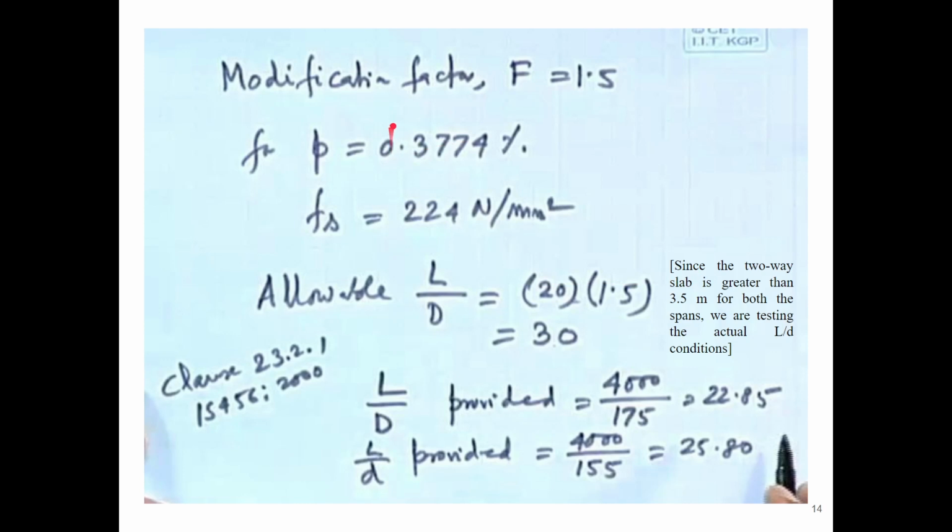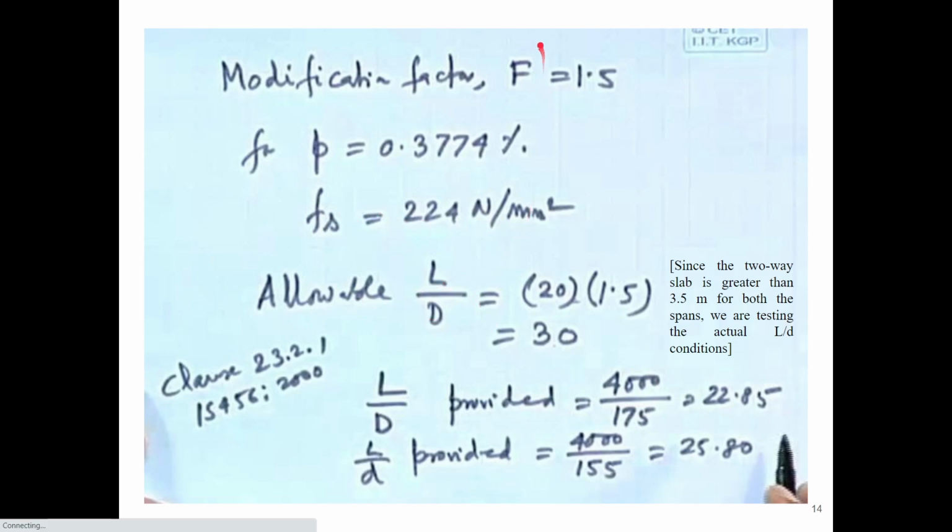For the given case, the modification factor, if we see, will come to be around 1.5, as per the conditions which we discussed previously. And for p, the percentage of steel, equal to 0.3774%, fs is equal to 224 Newton per square millimeter. There was a formula, 0.58 into Fy into area of steel required by provided, something like that. Using that, we calculate the fs, which is 224 Newton per square millimeter.